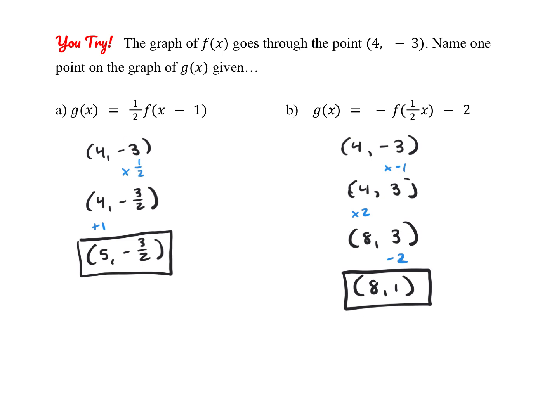Multiply your y value by 1/2, add 1 to your x value. And then for the second one, multiply your y value by -1, multiply your x value by 2, the reciprocal of your b value, and subtract 2 from your y value.